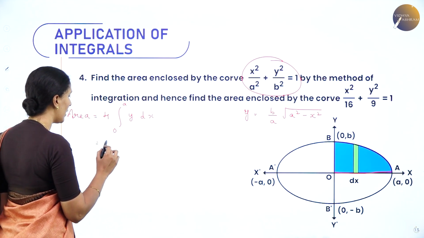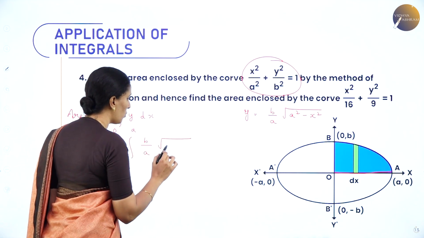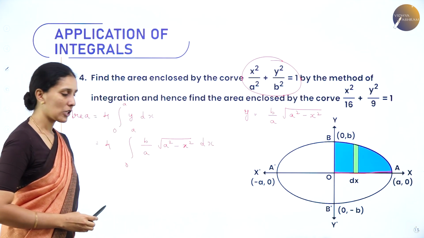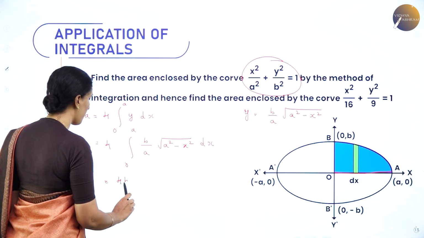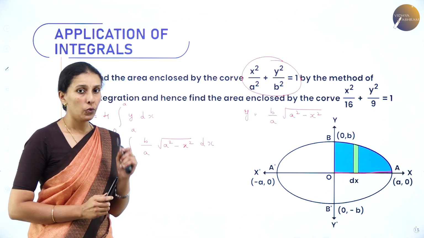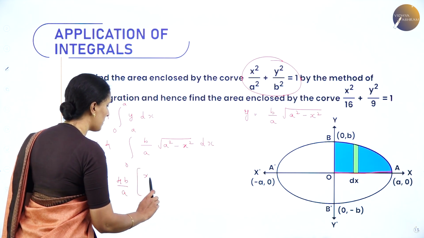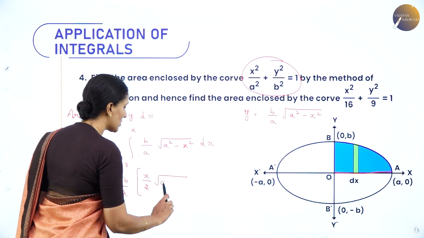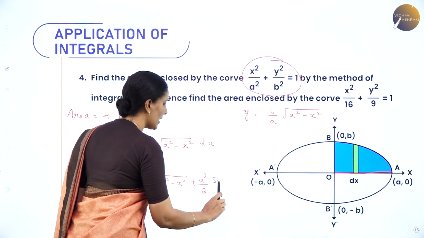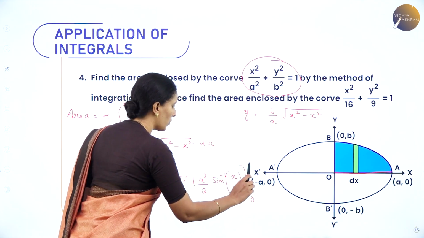So thus here we'll get 4 times the integral from 0 to a of b by a root of a square minus x square dx. Now b by a is constant, let's keep it outside the integral. Then we need to integrate root of a square minus x square dx, which is a standard integral whose value is x by 2 root of a square minus x square plus a square by 2 sine inverse x by a, with the limits from 0 to a.